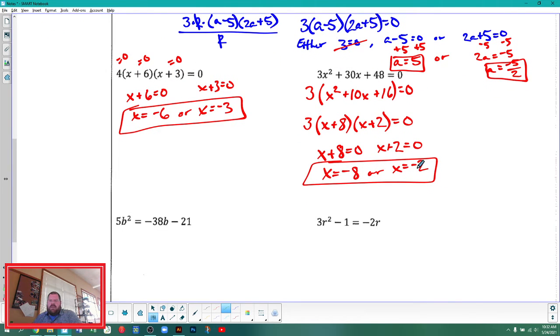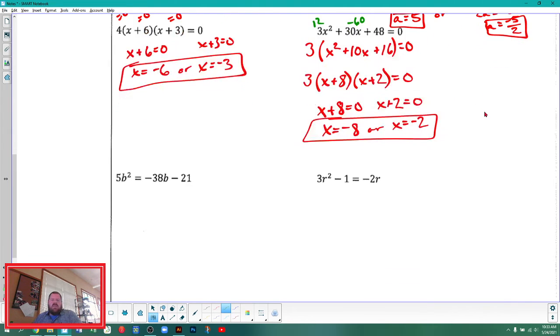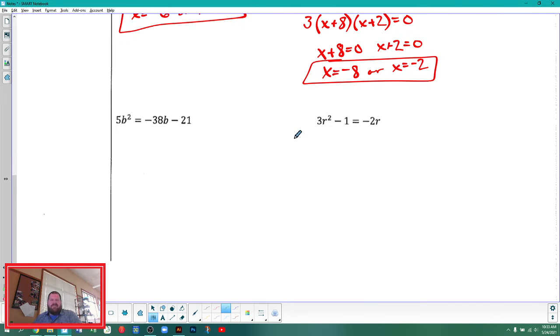Just to check, we can plug in negative 2 and check it out. Negative 2 squared is 4. 3 times 4 is 12. I'm going to make a note of that. 30 times negative 2 is negative 60. And 48. So 12 and 48 is 60. 60 minus 60 equals 0, so it works. Negative 8 would give you a similar result, but I don't want to calculate that much.